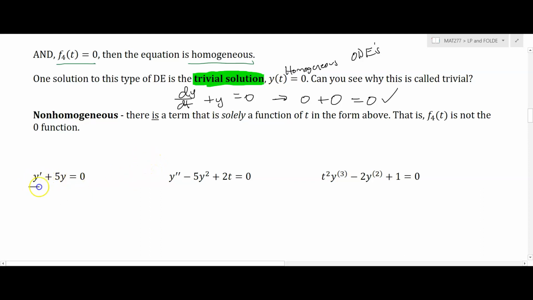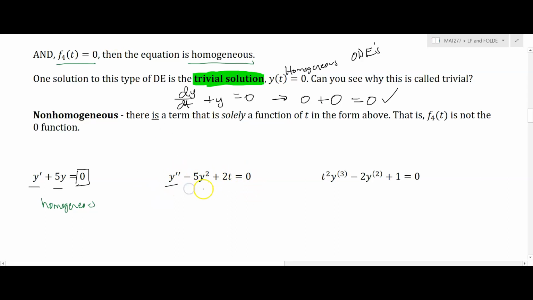So here I have both terms involve y on the left. The only thing that's left over on the right is 0, and because of that, this is a homogeneous equation.